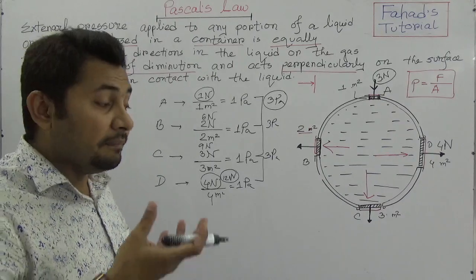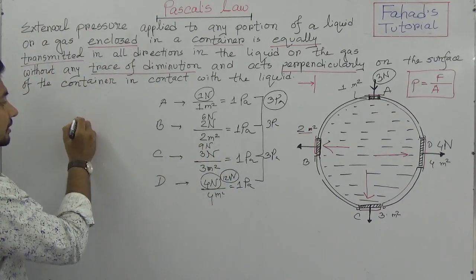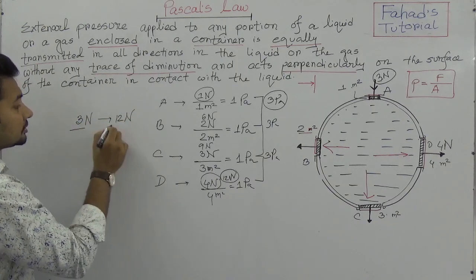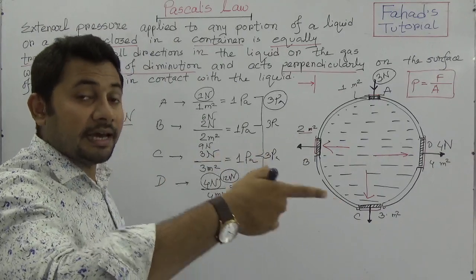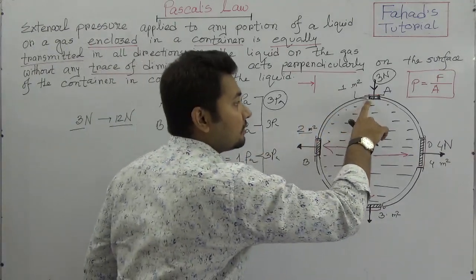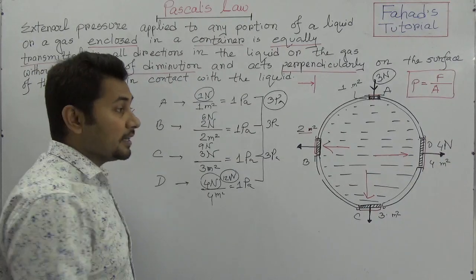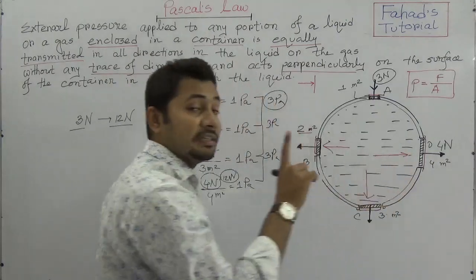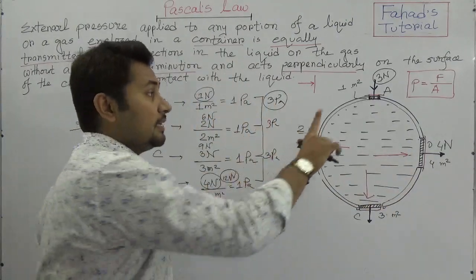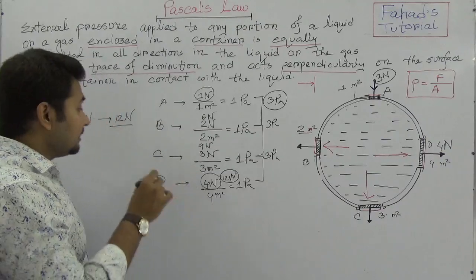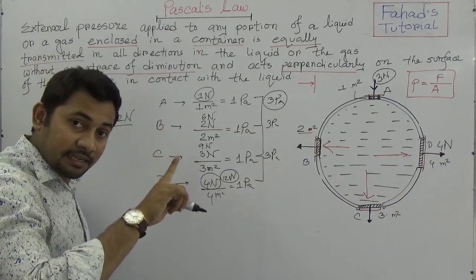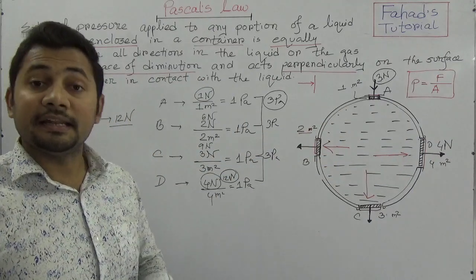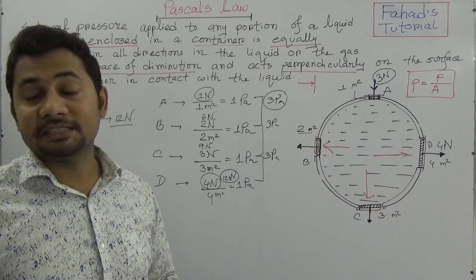Because of what? Because you put in 3 newton, but you are getting 12 newton. That means 4 times greater, because of the cross-sectional area of piston A and the cross-sectional area of piston D. The cross-sectional area of piston D is 4 times greater than piston A, and that is why the force in piston D should be 4 times greater. And that is why this is the force multiplication process.